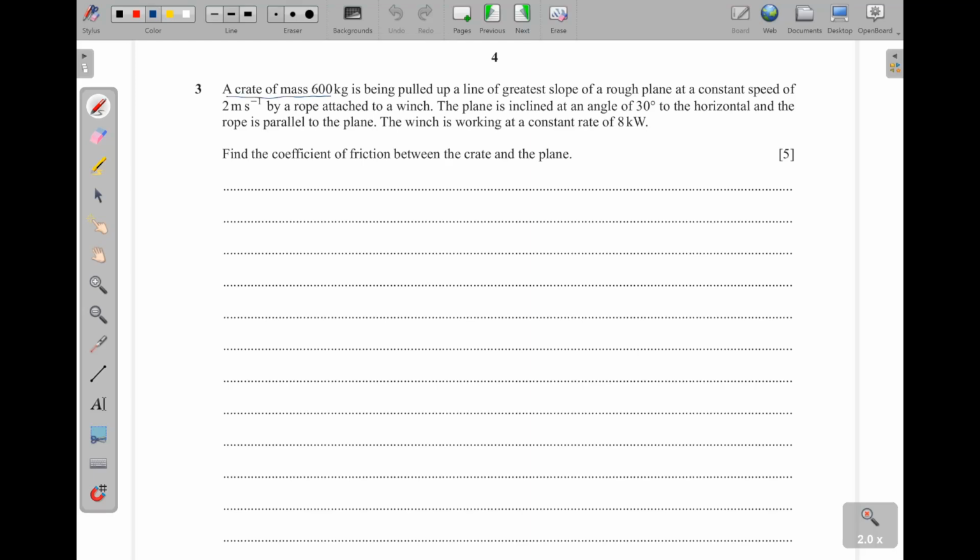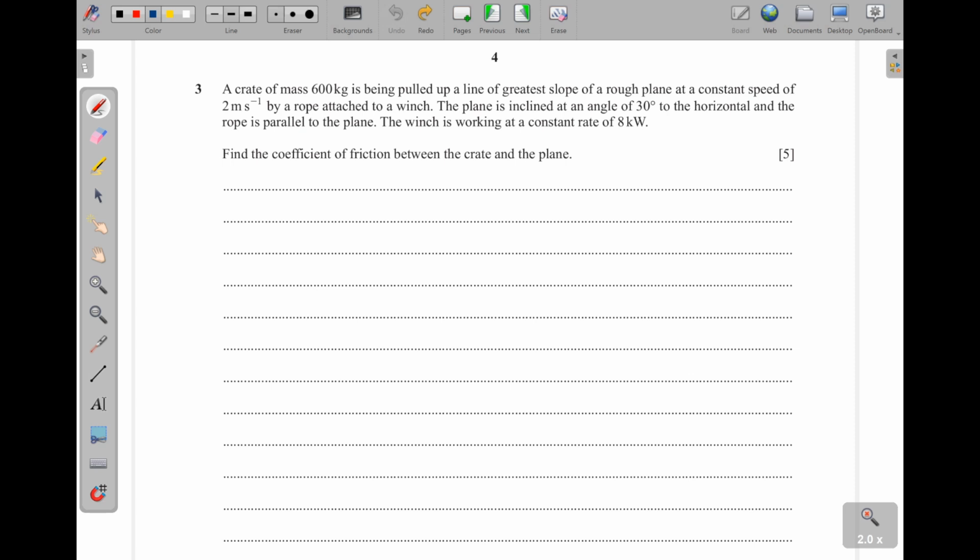Question 3. A crate of mass 600 kilograms is being pulled up a line of greatest slope of a rough plane at a constant speed of 2 meters per second by a rope attached to a winch. The plane is inclined at an angle of 30 degrees to the horizontal, and the rope is parallel to the plane. The winch is working at a constant rate of 8 kilowatts. Find the coefficient of friction between the crate and the plane.